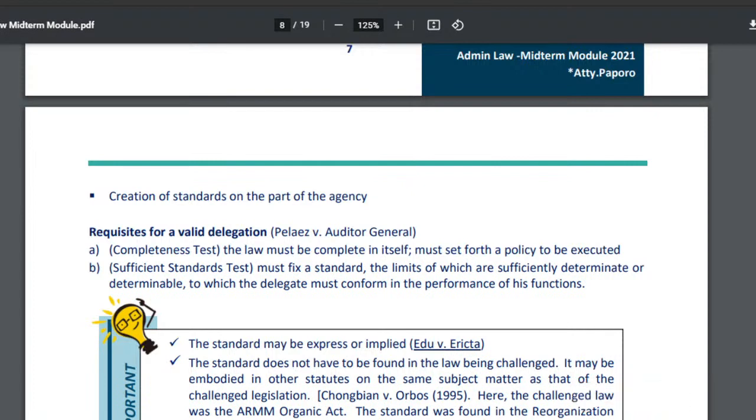Okay? If the completeness test and the sufficient standards test fail, for a particular case, you would like to know if there was valid delegation of the quasi-legislative act or power to a particular administrative agency. If these two tests are not present, or nag-fail kaning mga two tests, then there is no valid delegation, or the delegation of such legislative act is not valid, void.